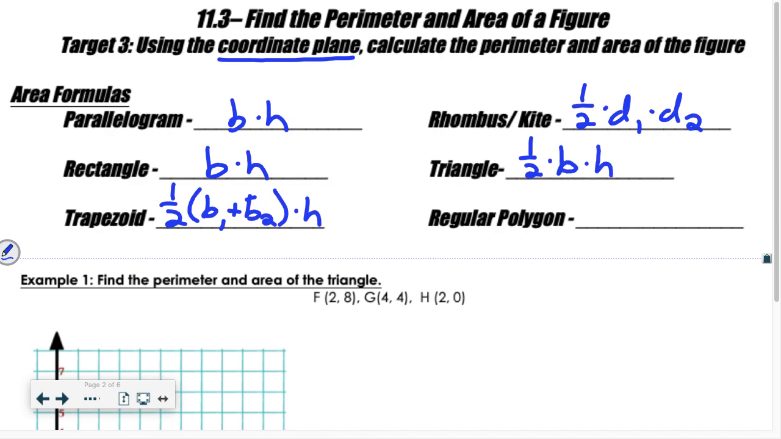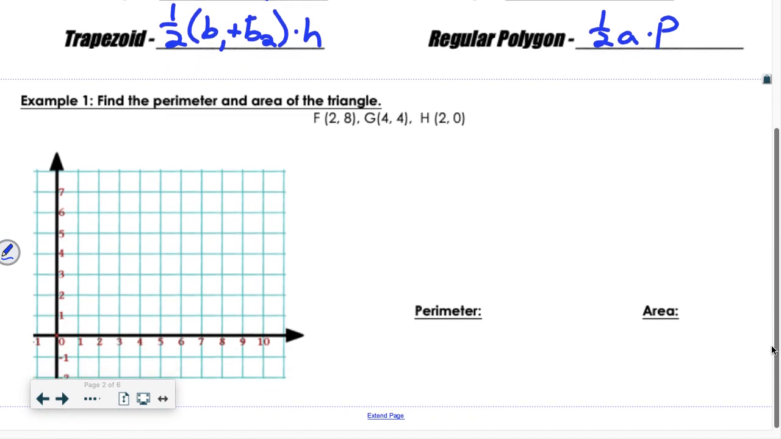And the final one, if we're recapping, is the regular polygon, which is going to be 1/2 the apothem times the perimeter of the shape. So, getting right into our examples. Our first example should be pretty straightforward. We have find the perimeter and area of the triangle by these points.